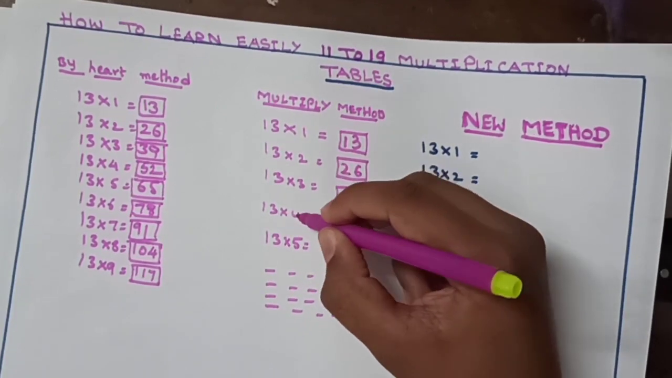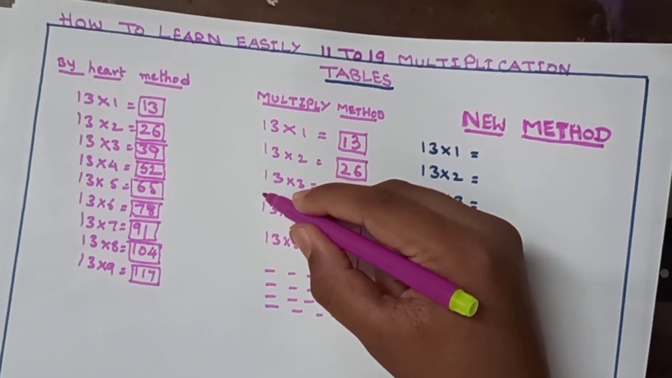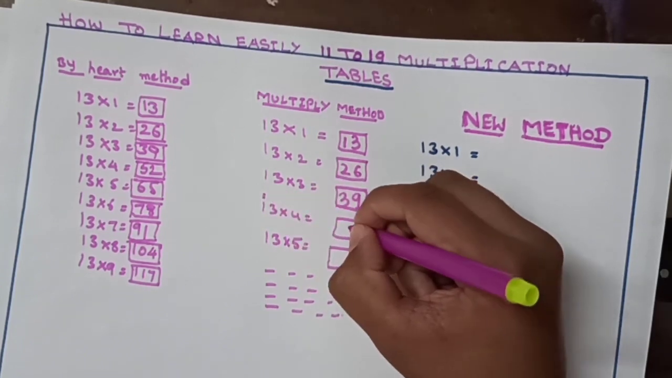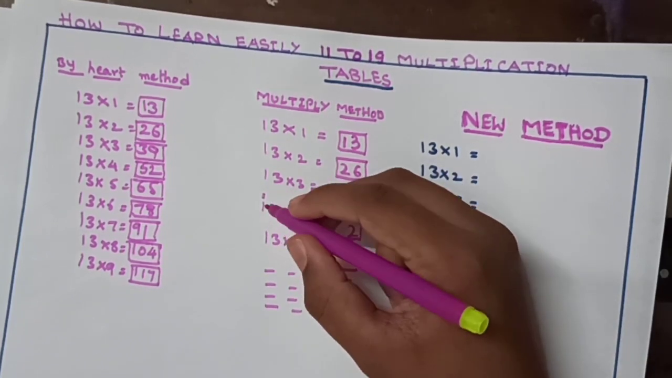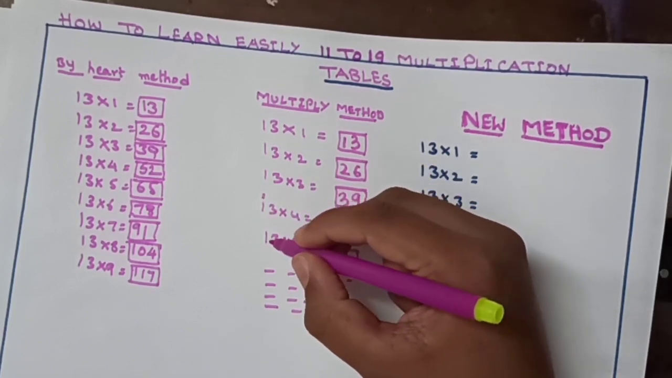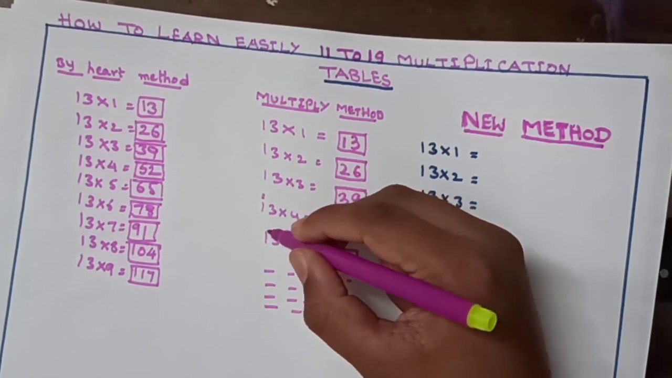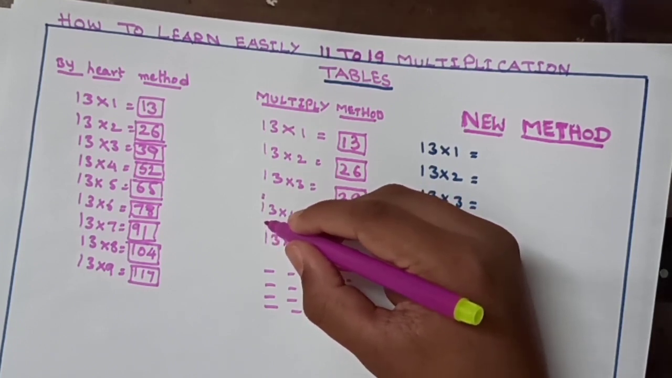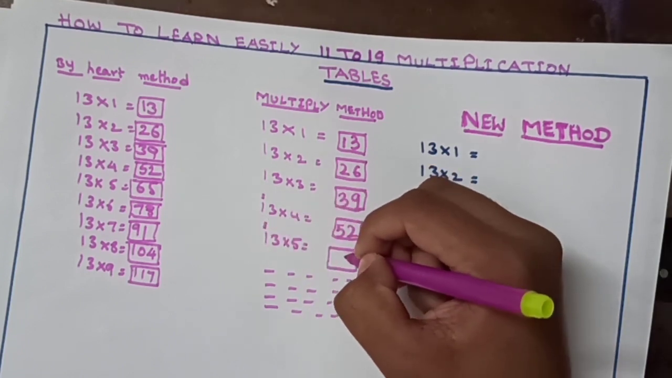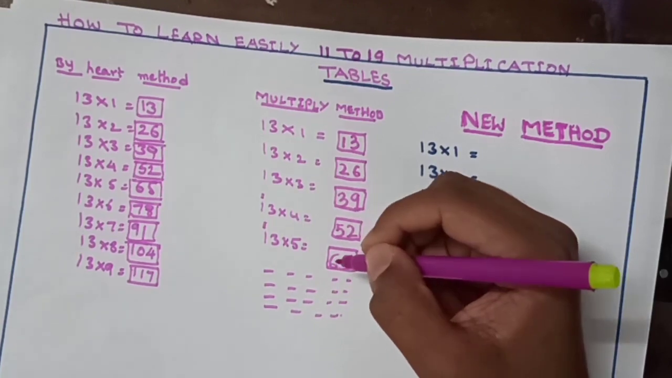13 fours are. We should multiply 4 with 3. 4 threes are 12. 1 goes upon the 1, and 2 remains in the answer. 4 ones are 4. 4 plus 1 is 5. 52. 13 fives are. We should multiply 5 with 3. 5 threes are 15. 1 goes upon 1 and 5 remains in the answer. 5 ones are 5. 5 plus 1 is 6, and so on.